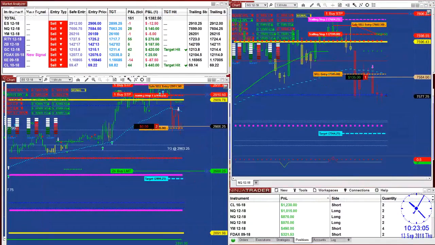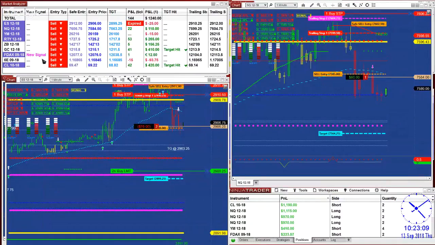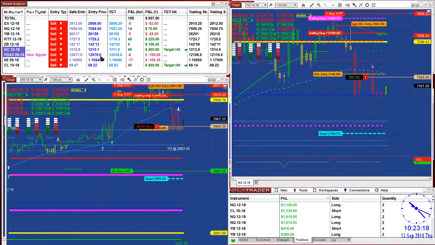YM. Let me see YM. New signal on the DAX. New signal DAX 2076.0, the target 0.355. So let's look at it. There's a new target here, and it gives you the new signal. There is a sound, but I turned off the sound. I hate sounds.